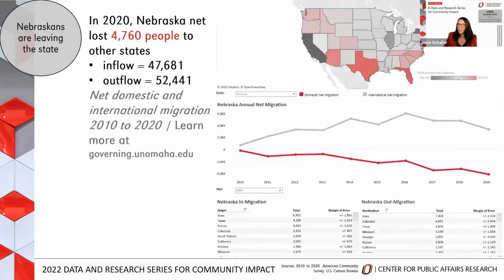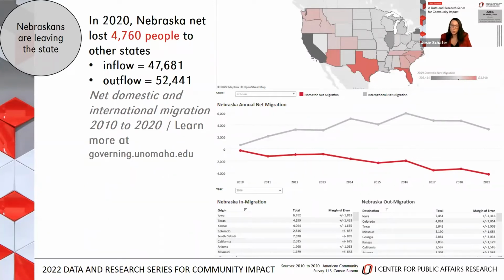So let's jump in. Nebraskans are leaving the state. In 2020, Nebraska net lost 4,760 people to other states. That's looking at people that come in, an inflow of 47,000, and an outflow of 52,000. So don't forget, people come in and out. It's not like everyone leaves. And 4,760 people is not actually a lot, but it is a negative trend, right? It is consistently trending down.